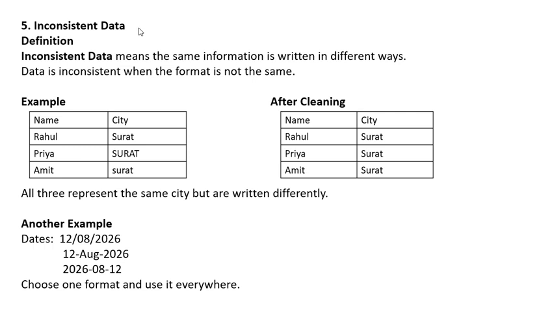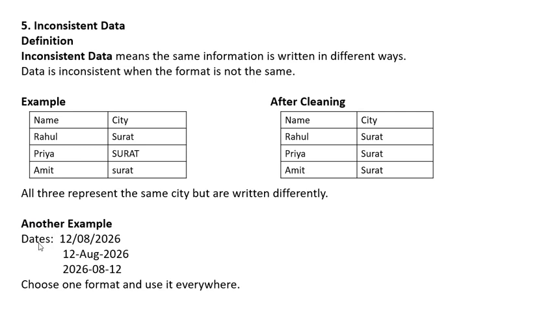Fifth is inconsistent data. Inconsistent data means the same information is written in different ways, and the format is not the same. In the example, names and cities are given. First, Rahul's city is Surat with the first S capital; the second record, Priya, has all the letters of Surat in capitals; and after that Amit has all letters in small letters. All three represent the same city but are written in different ways. After cleaning, all the city names are written in the same format.